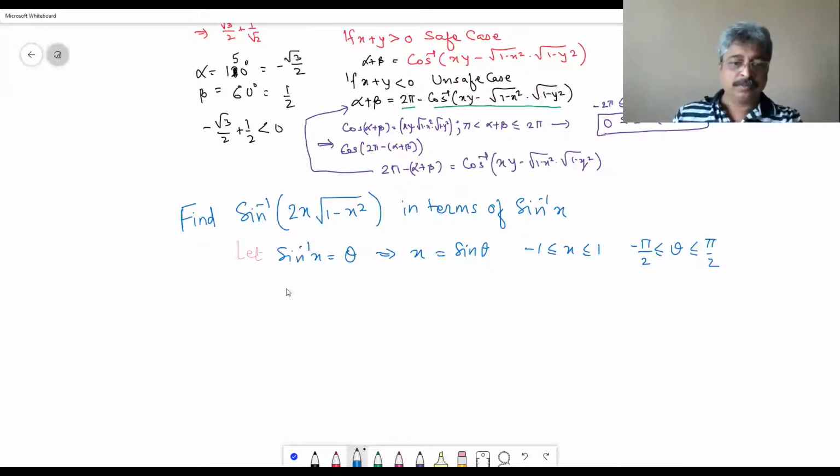2x root of 1 minus x square in terms of theta: sin theta. Therefore, sin 2 theta is equal to 2 sin theta cos theta, which is equal to 2x radical 1 minus x square, right?